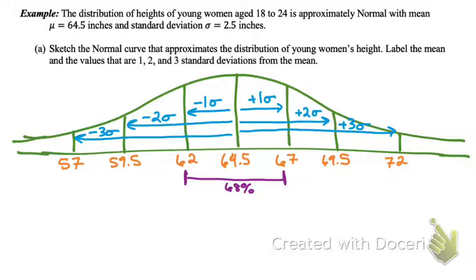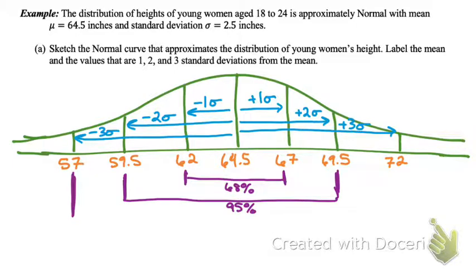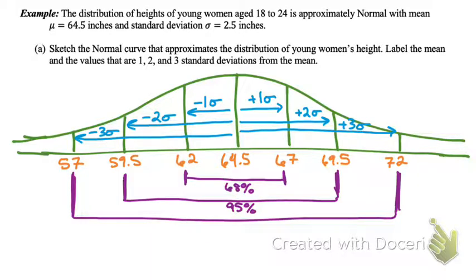What percent of young women age 18 to 24 are between 59.5 and 69.5? 94%. This is 95% of the data. 95%. What percent of young women age 18 to 24 are between 57 and 72? 99.7. 99.7%. I forgot like the within part. Mm-hmm. Because you're not paying attention to it. Okay. That's true.